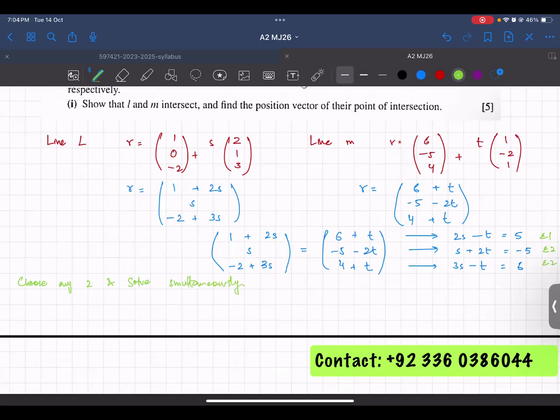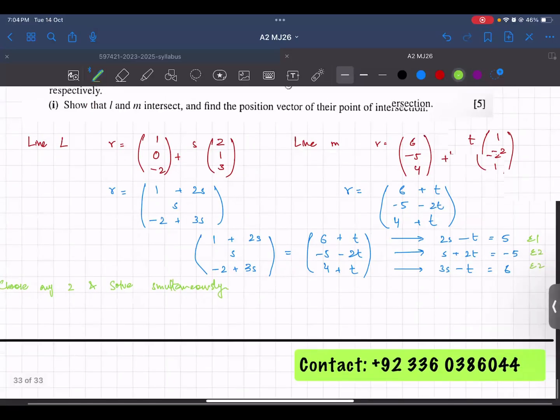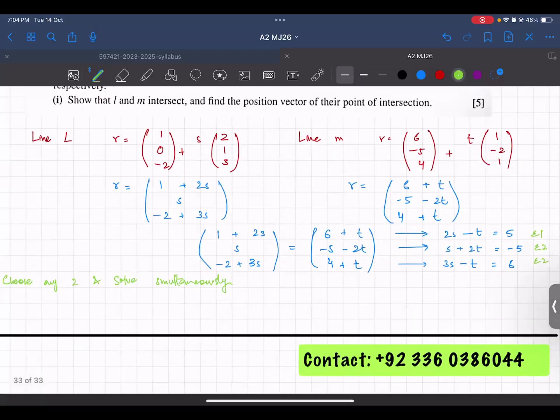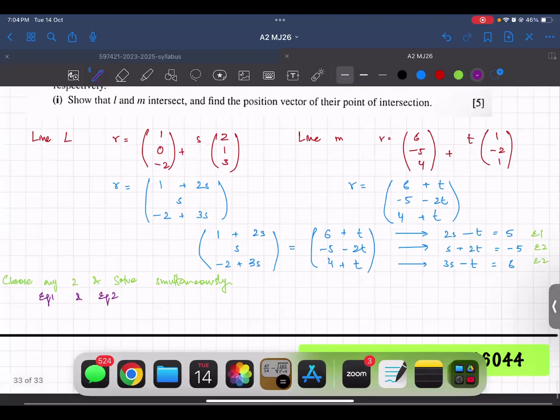It's up to you. You can choose the first and third, second or third, first or second. It's up to you. So I am choosing right now. I'll use the calculator, okay? I want to save time. So I am choosing equation number 1 and equation number 2. And I'll use the calculator.